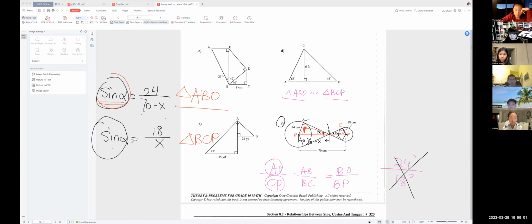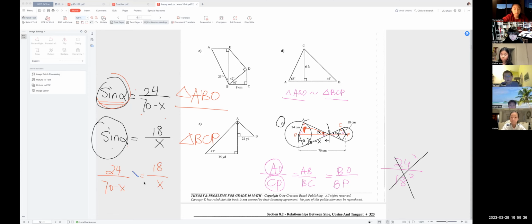Okay, so because both of them equal sine alpha. Why do both of them equal sine alpha? Because all of the angles here are alpha. Correct? Samuel? Okay, so I can say 24 over 70 minus X equals 18 over X. Is it right? Yep. Chapter and Daniel, do you understand? Peng, do you understand? Yeah.